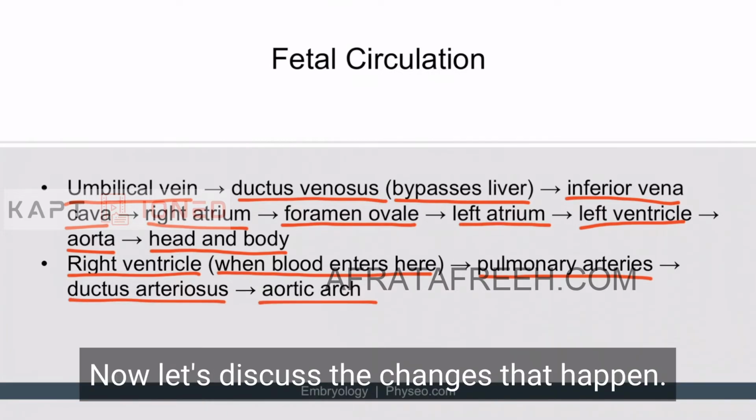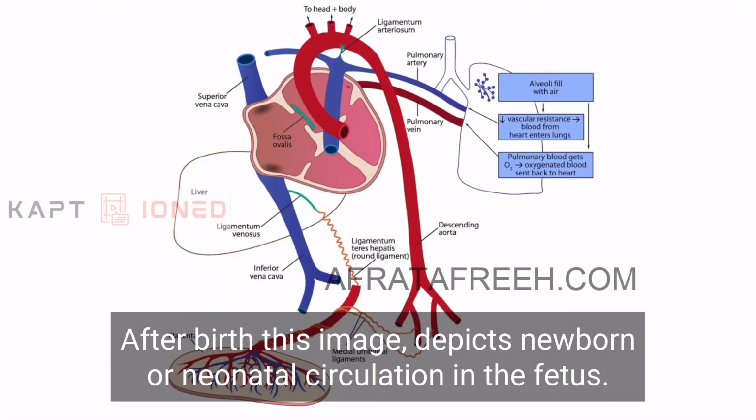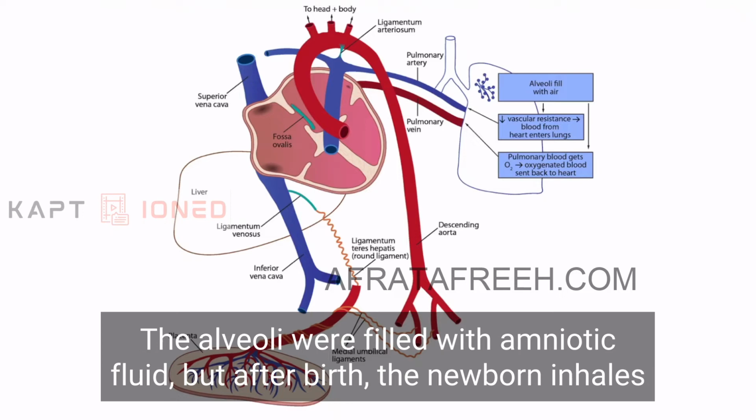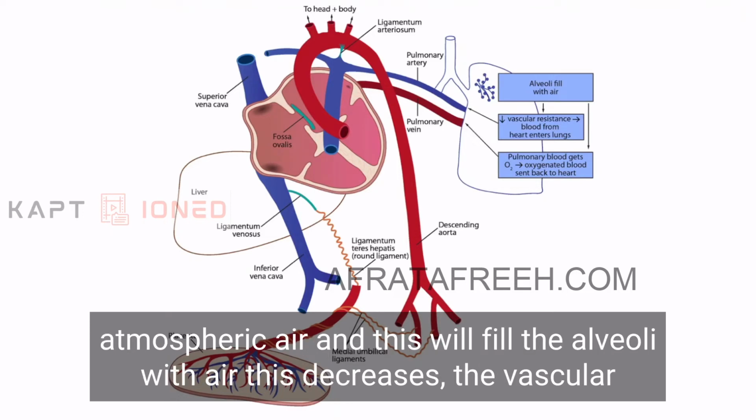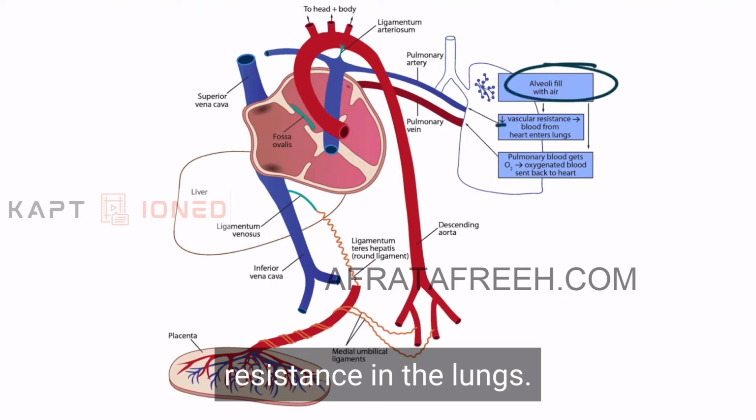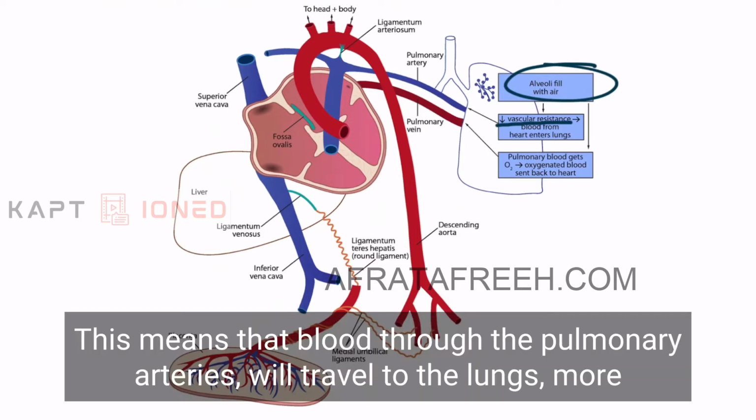Now let's discuss the changes that happen after birth. This image depicts newborn or neonatal circulation. In the fetus, the alveoli were filled with amniotic fluid, but after birth, the newborn inhales atmospheric air, and this will fill the alveoli with air. This decreases the vascular resistance in the lungs. This means that blood through the pulmonary arteries will travel to the lungs more easily.